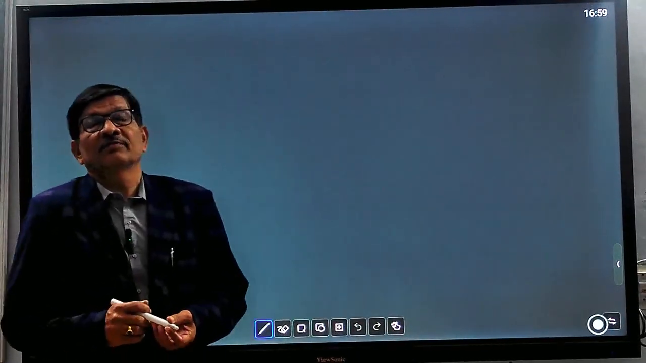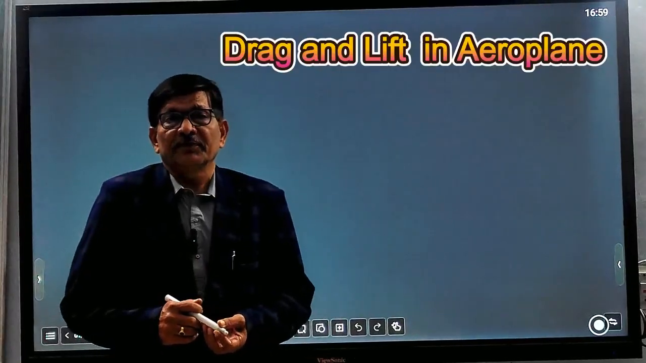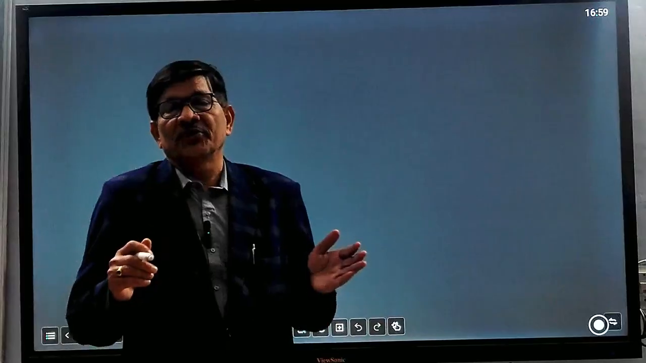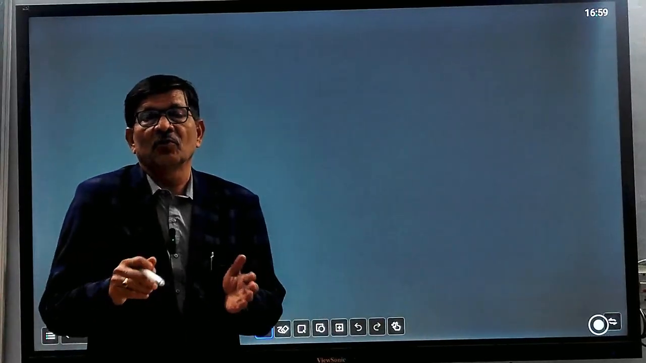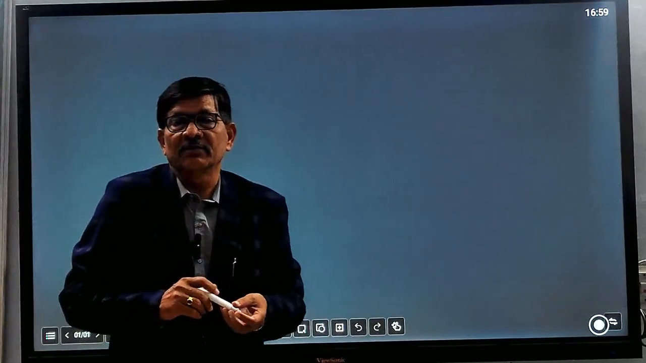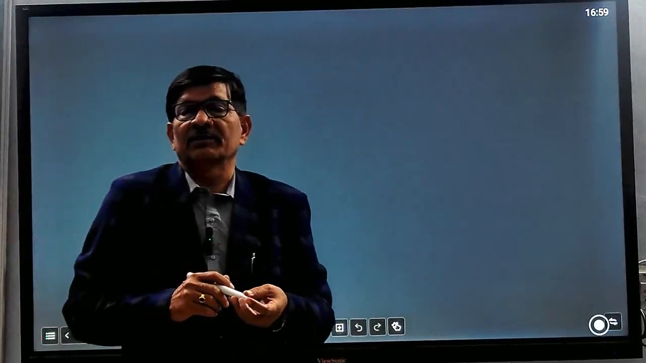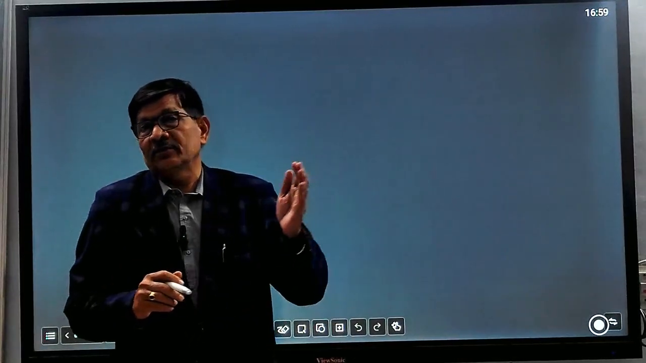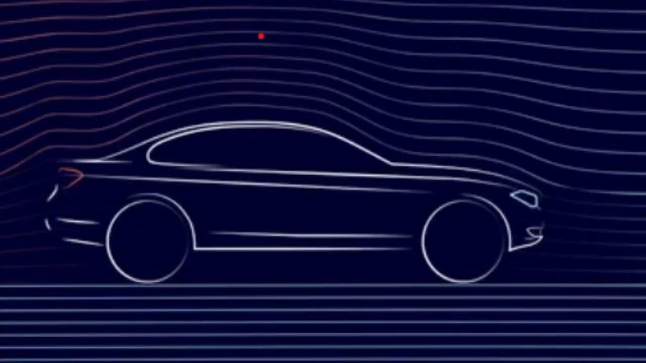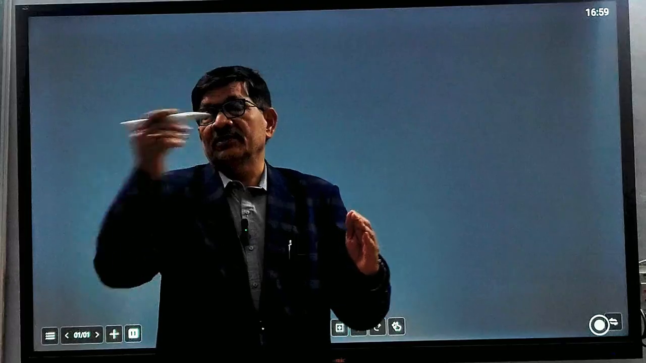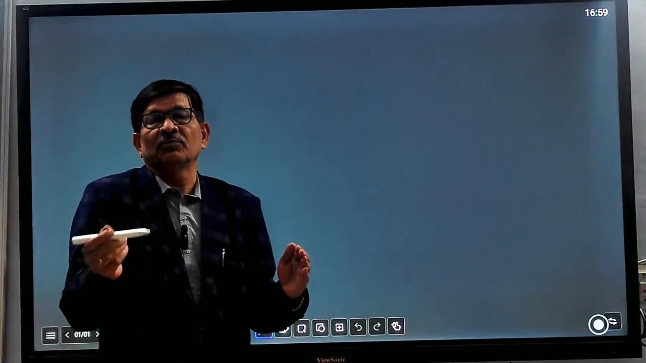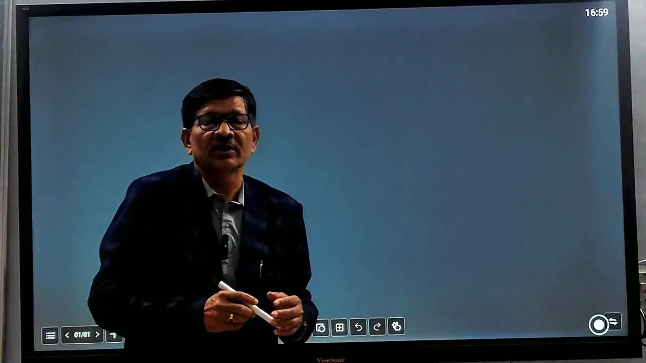Today we are going to discuss lift and drag. In our previous class we discussed the boundary layer, turbulent and laminar boundary layers, and the separation of flow. This topic is also related to the boundary layer and boundary layer separation, because when some body is moving, for example a car, high speed air will pass over the surface of the car.